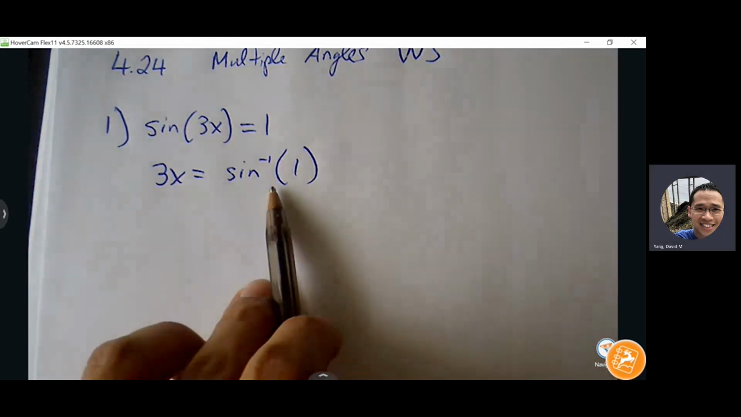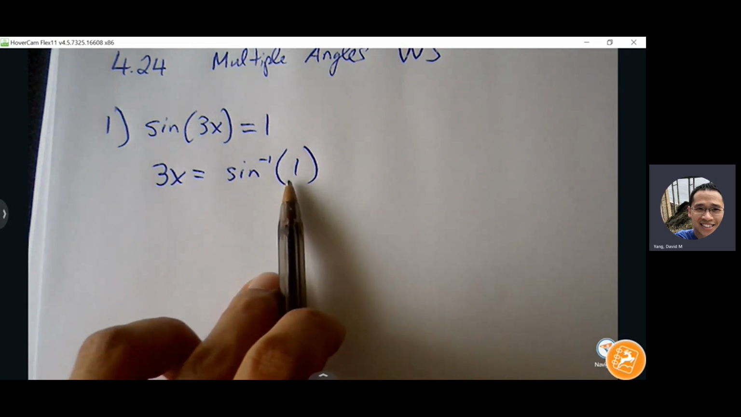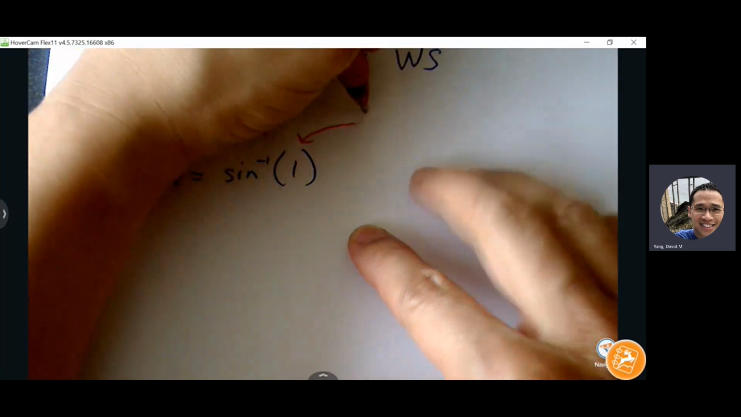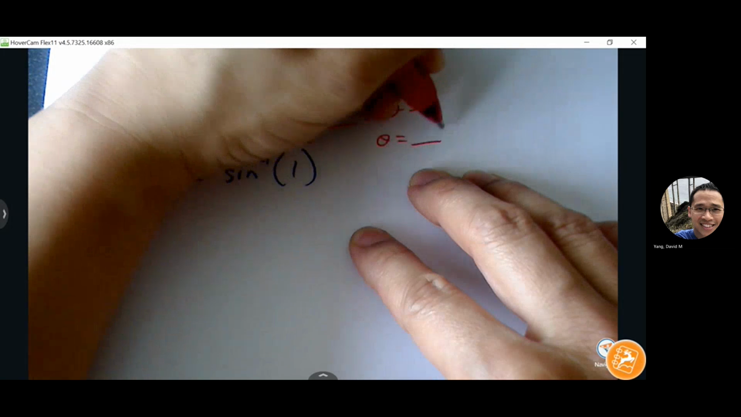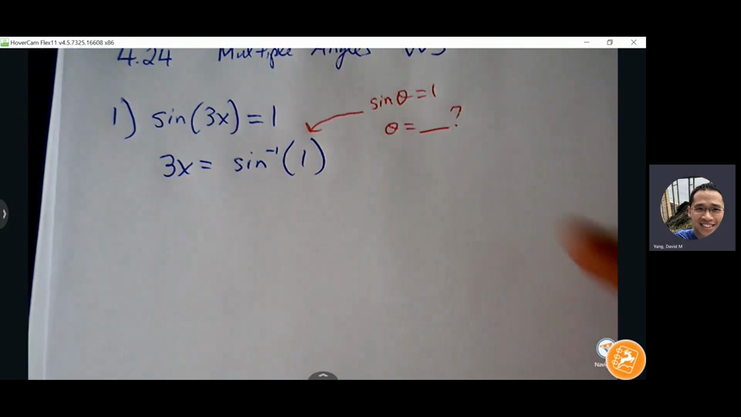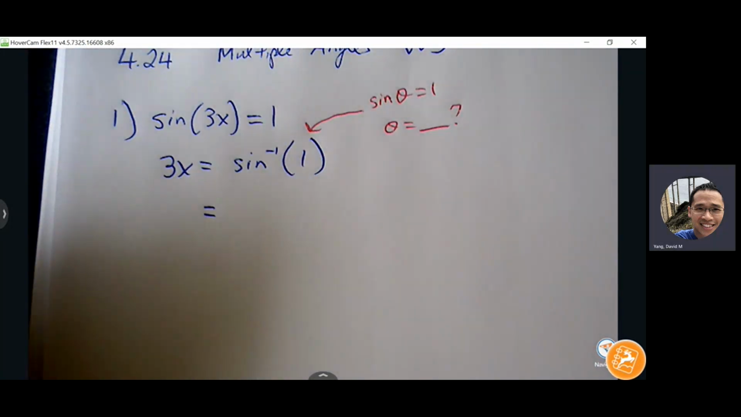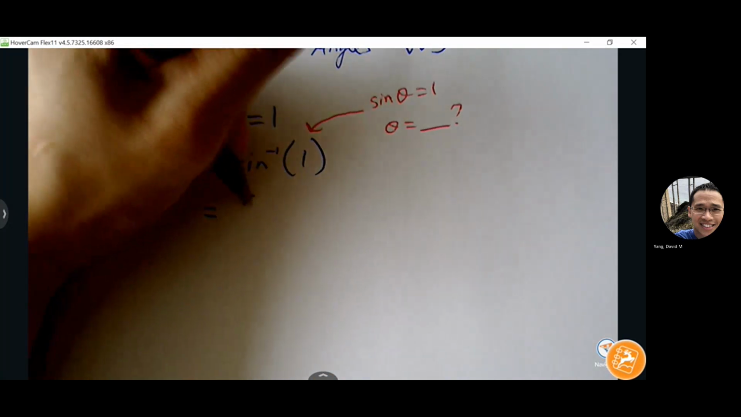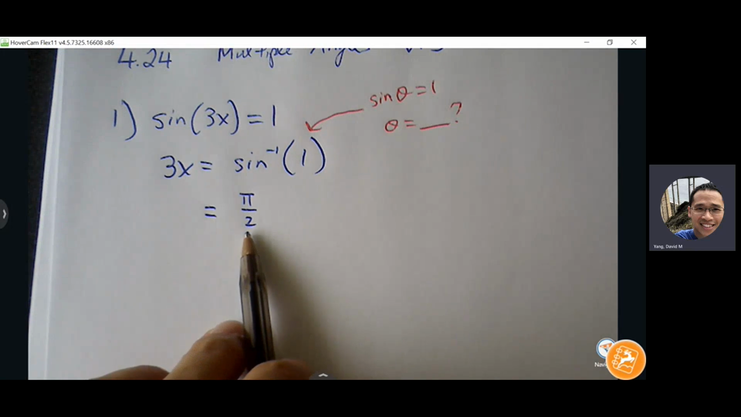Okay, so in other words, we can list out the solutions where sine is equal to 1. That's what inverse sine is. Inverse sine is just looking for angle measures. It's asking what theta value will allow sine to be 1. So where is sine equal to 1? Pi over 2. And not 3 pi over 2, right?